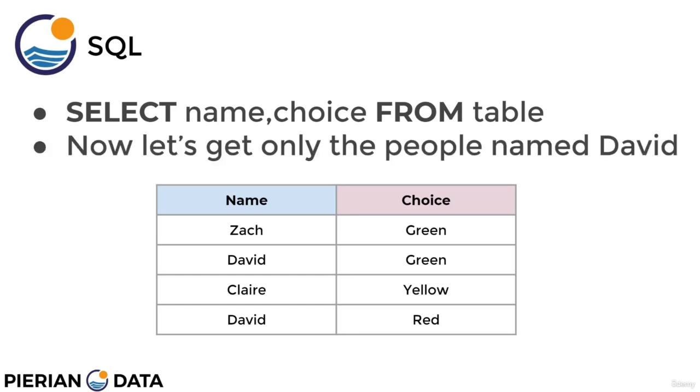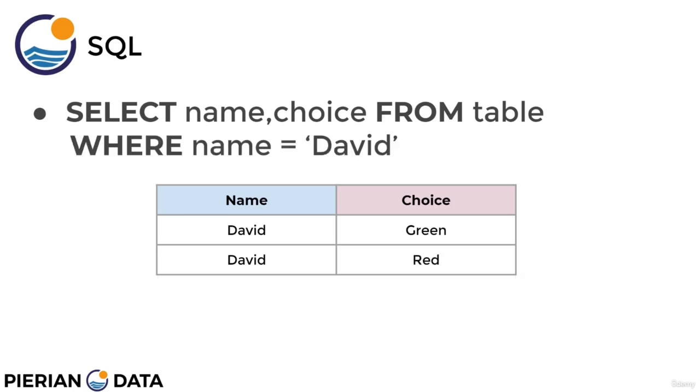So now let's try to get only the people named David. So there's a condition there where I want the name column to be equal to the string David. So the way I do this is I say select the name column and the choice column from table where name is equal to David. And note here in PostgreSQL we use single quotes in order to denote these strings. And also when we're checking for equality here, the capitalization does matter.